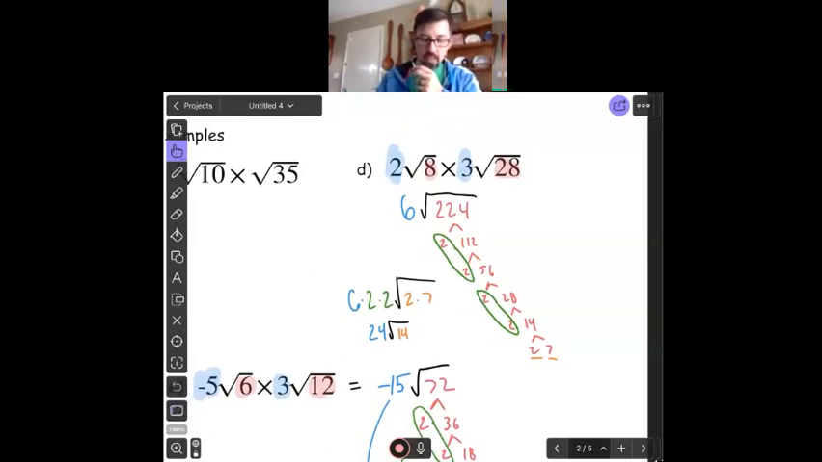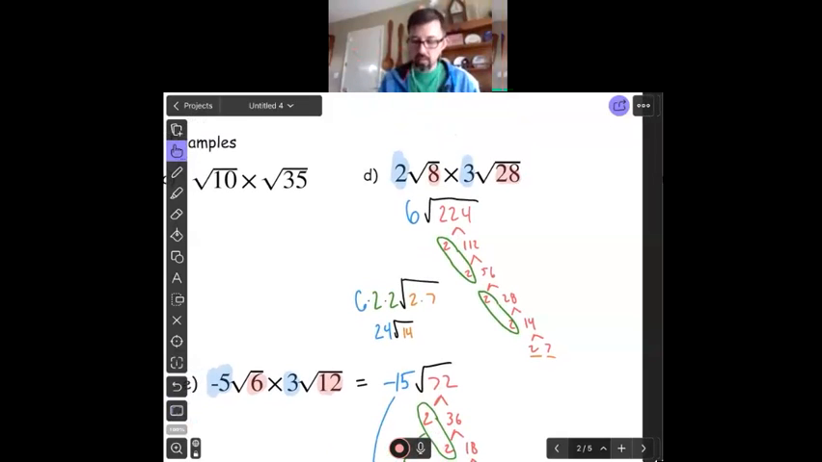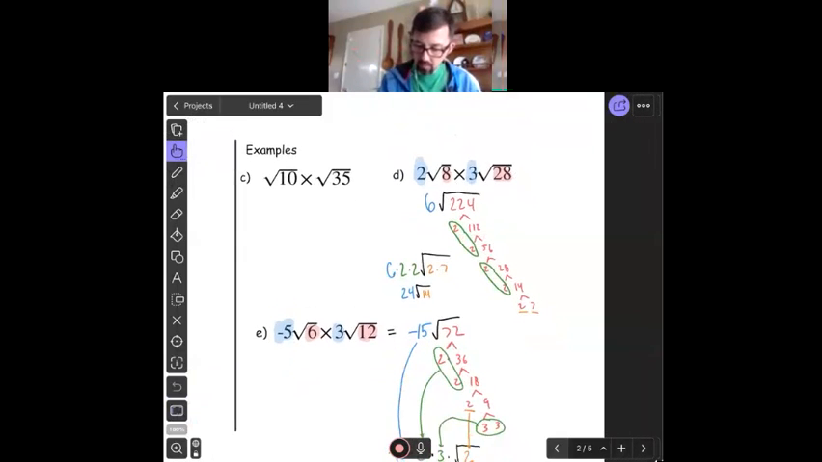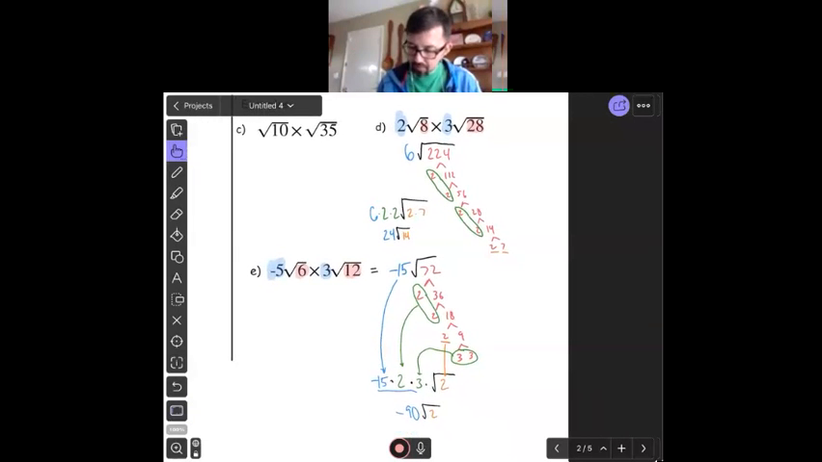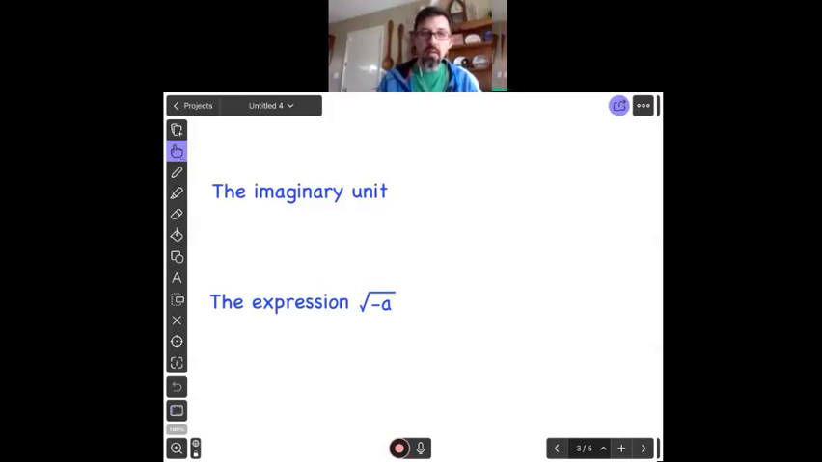Okay, so that's multiplying radical expressions. Nothing too crazy going on there. Just be careful. All right, so here's the big new thing for today. Okay, the imaginary unit.